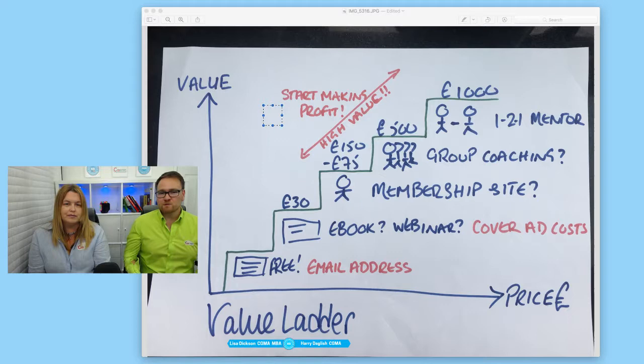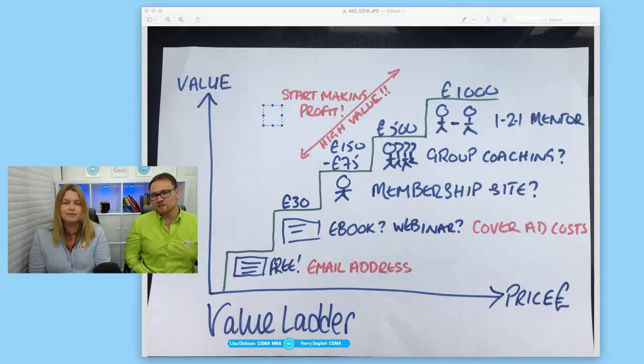And by this point in time, because they've gone up the value ladder, they're more and more comfortable with you. They trust you, and they know you, and they like you. So you hit all of these marketing plus points, don't you? It's essentially the nurturing stage, going up the ladder.